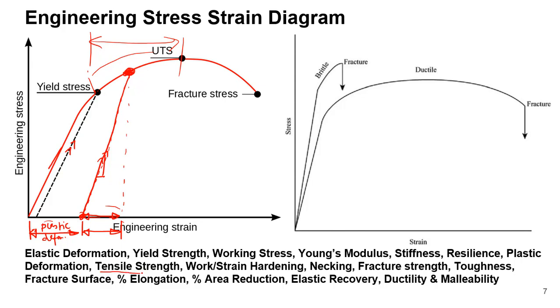Then you see the next term is the tensile strength. Tensile strength is the maximum value of the stress in the engineering stress strain diagram, and you can see this particular point is that.